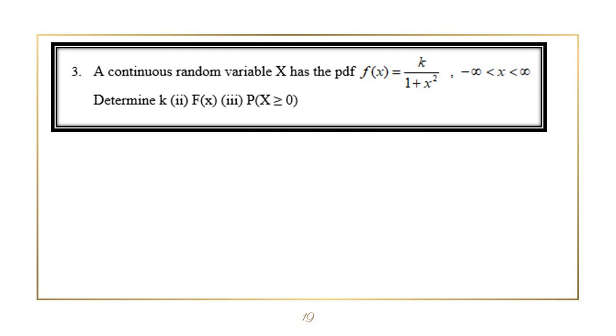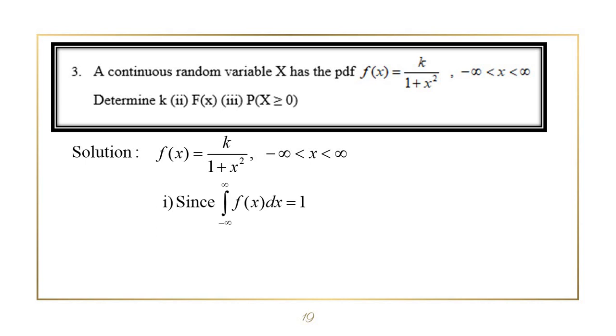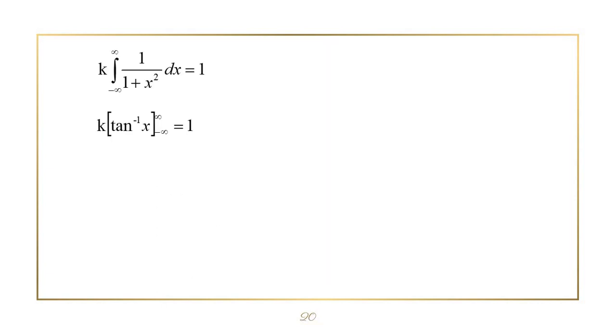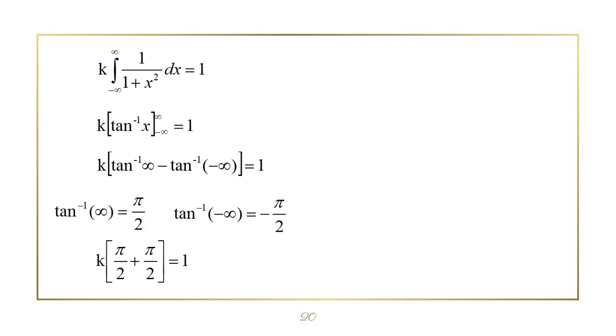A continuous random variable capital X has the PDF f of x equal to k into 1 by 1 plus x square in the interval minus infinity less than x less than infinity. Find the value of k, the distribution function, and the probability that x is greater than 0. To find the value of k, we use the condition that the integral from minus infinity to infinity of our function is 1. You know it is tan inverse of x. Substitute the limits. After solving you get k as 1 by pi.